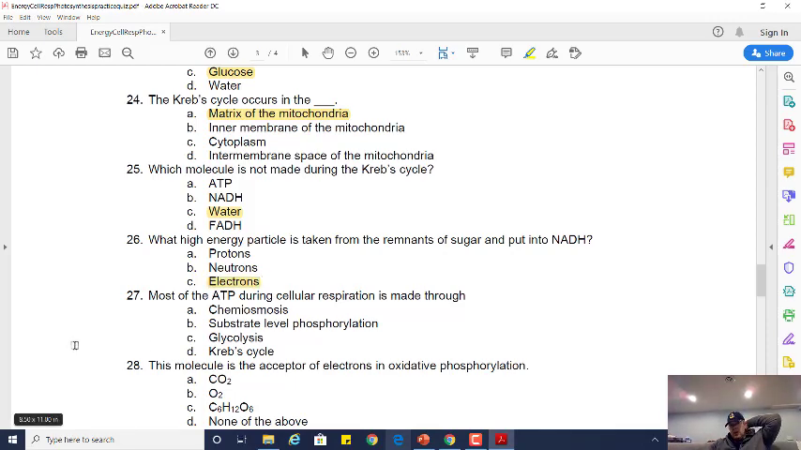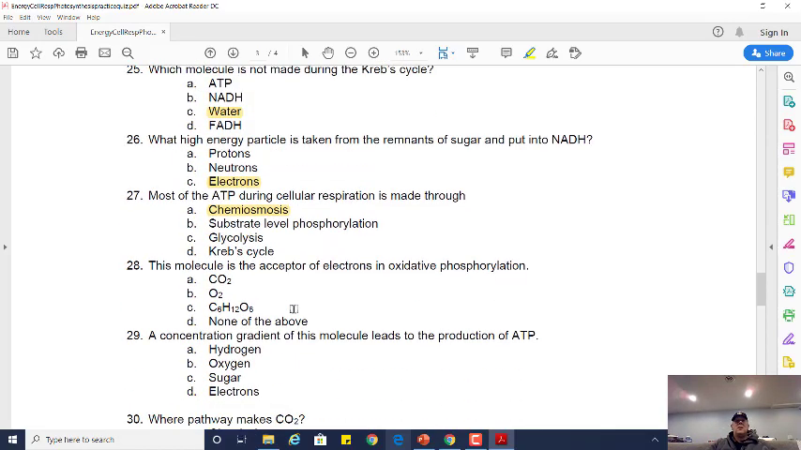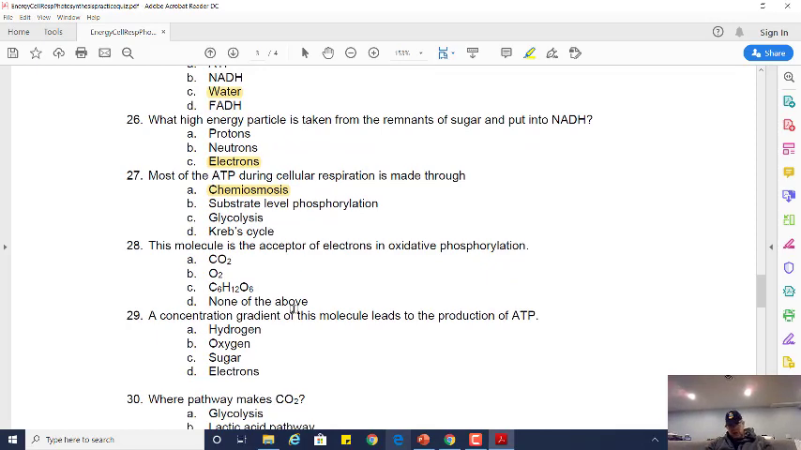27. In case you haven't figured out, electrons are important in both processes of photosynthesis and cellular respiration. So number 27, most of the ATP during cellular respiration is made through chemiosmosis. Boom. This molecule is the acceptor of electrons in oxidative phosphorylation. That's oxygen. It turns into water. 29. Concentration gradient of this molecule leads to the production of ATP. That's hydrogen ions. Bam.